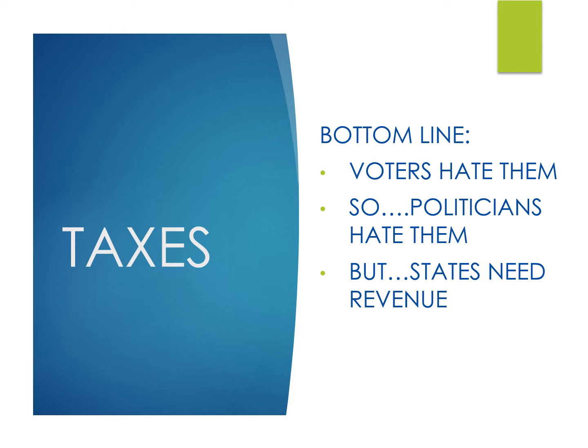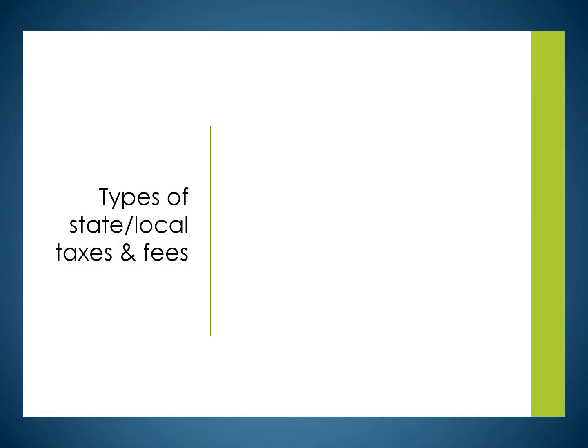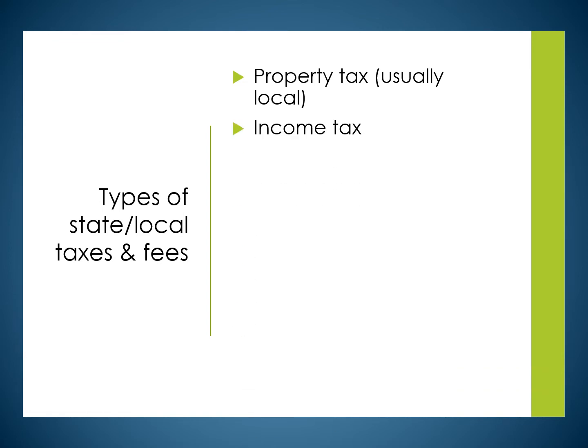So states have lots of different kinds of taxes that they rely on, and all states rely on some kind of complicated mix of lots of different types of taxes. We've already talked about property tax. That's usually a local tax for local spending, especially for schools. But states also rely on income tax. That's the tax we pay that comes right out of our paycheck. Sales tax, that's the tax that gets charged when you buy something.